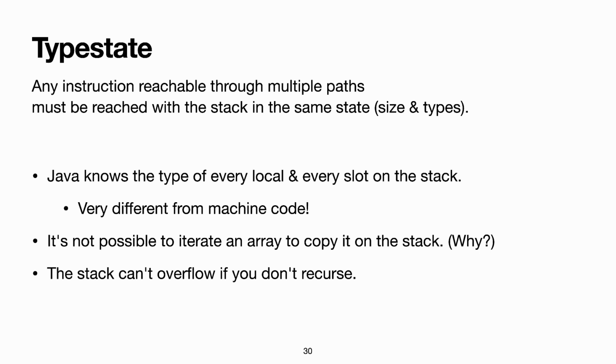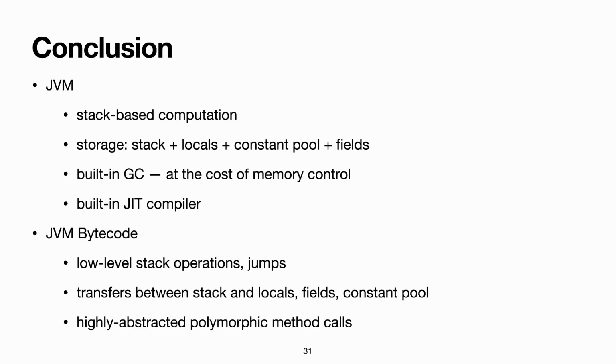Another property that is enforced is that the stack can't overflow if you don't recurse. So if you do infinite recursion, it's still possible to overflow the stack, but it will never happen inside the method. So in conclusion, we've seen that the JVM performs stack-based computation. It stores data on the stack, of course, but also in locals that are in methods, in the constant pool, and in object fields. It comes with a built-in garbage collector, which most of the time is great, but it means that you have no fine-grained control over memory location, of course.